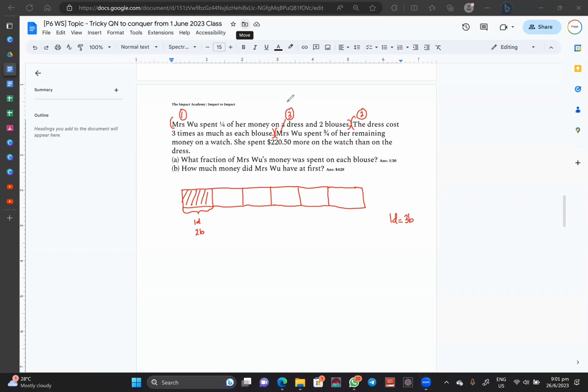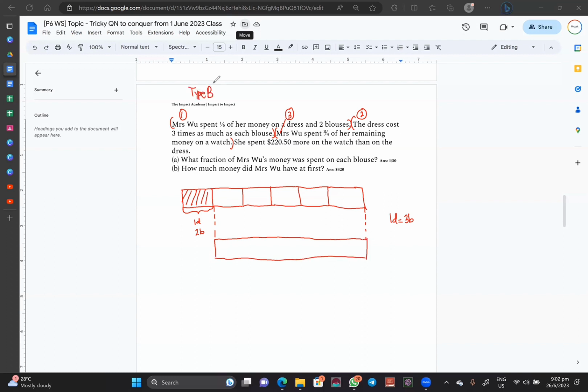It says that Mrs. Wu spent 3/4 of her remaining money on a watch. So when I look at what remained, I realize that I'm not able to split it equally into 4 parts. So what I want to do is drop it down. When I drop it down, I know that this is a type B model.